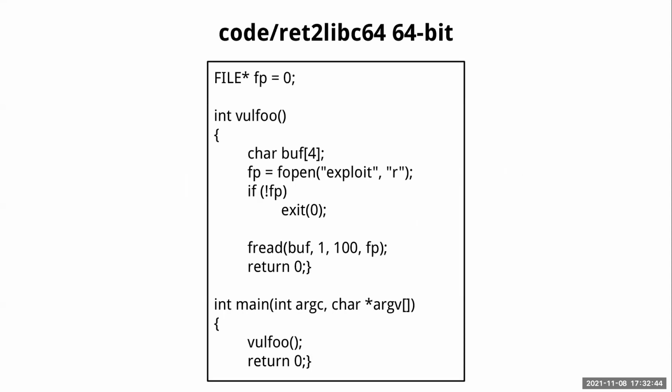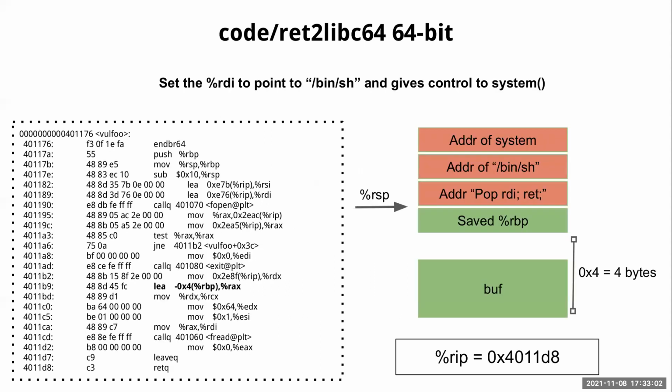So this is the program we're going to hack. It's the same program as before. The only difference is it's not taking input from stdin, instead it's taking input from this local file for the exploit. So the disassembly and the stack look like this. When we check the frame, we find that the buffer is at RBP minus 4. So the buffer is only 4 bytes in this case.